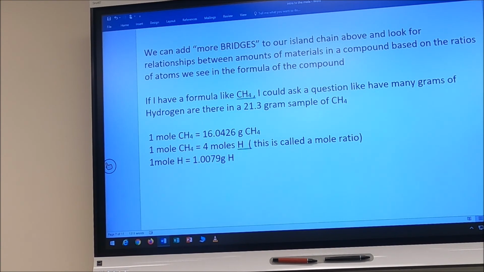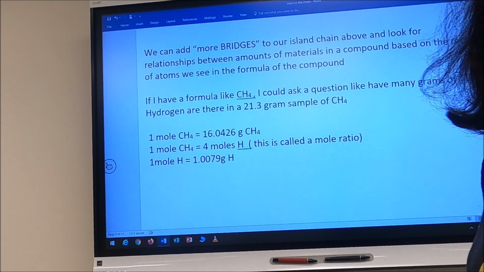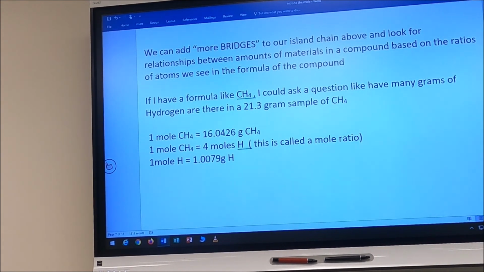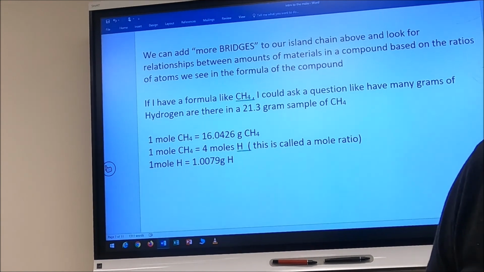We can add more bridges to our island chain. Okay, but I'm gonna stop right here and give you a chance to let your brains cool off, recombobulate, and this is where we'll pick up in the next segment.